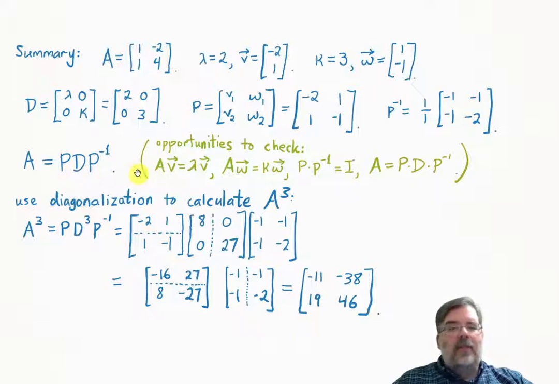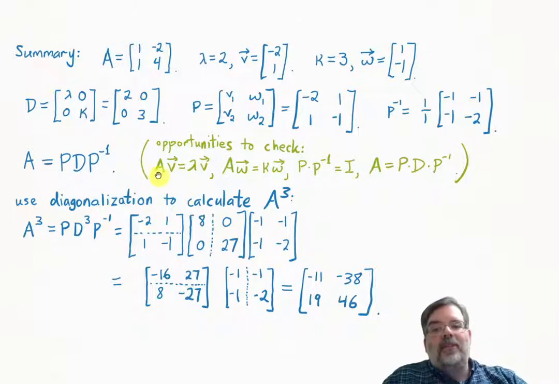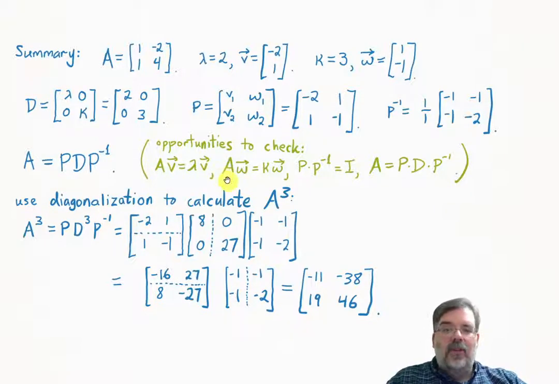And along this way, there are so many times you can check your work. I love math problems where you can check your work and be confident and move on. At any point, you could, for instance, calculate A times v, check that that's equal to lambda times v. You calculate A times w, check that that's equal to kappa times w. To check your inverse, you could multiply P times P inverse, make sure you get the identity. To make sure everything's okay, you could check that A does equal P times D times P inverse. Multiply these three matrices together, make sure you recover the original matrix. We can assume we're pretty confident in our answer, I think.